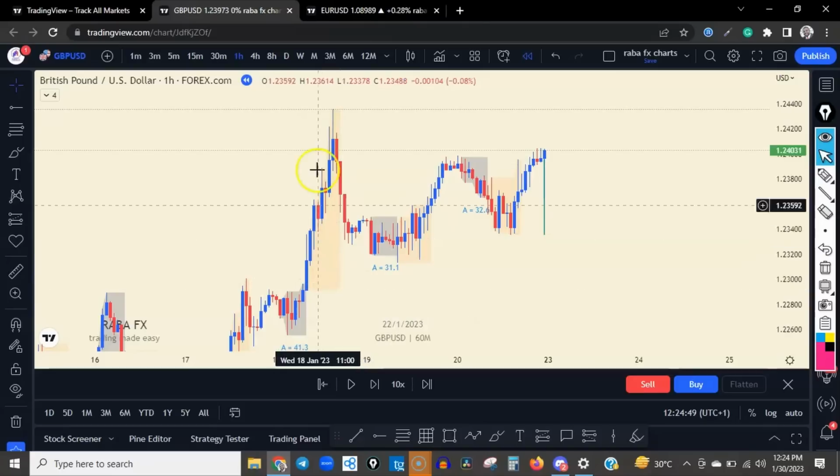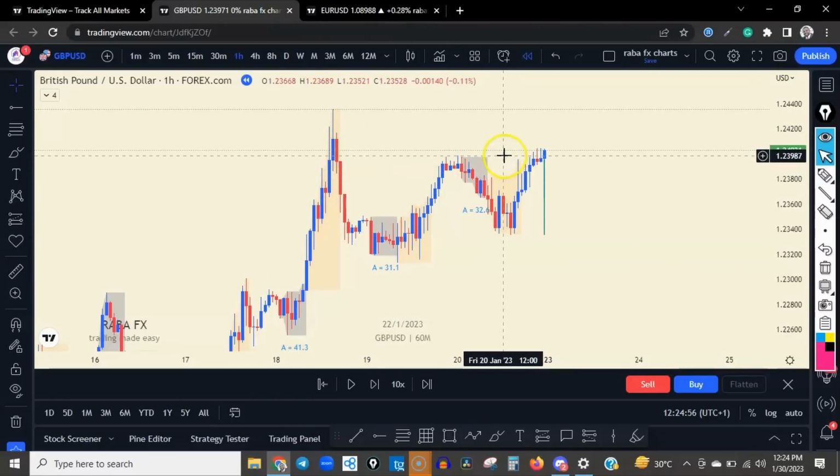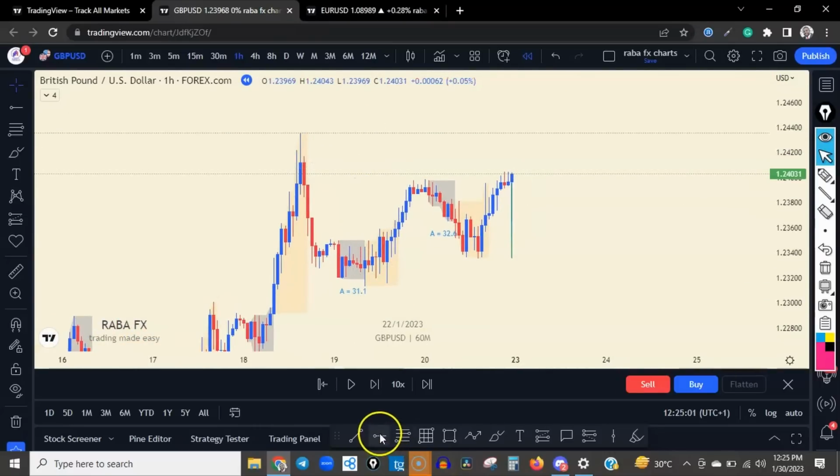So in this case, orange is the London session here. This is on Wednesday, this Thursday, and this Friday. Those are the London sessions for the previous week. So all you need to do is to mark out those key levels.